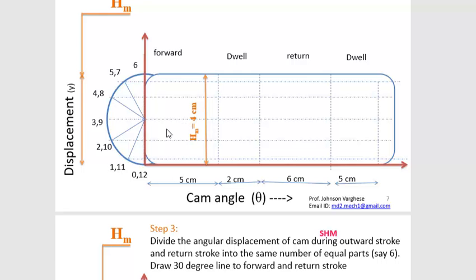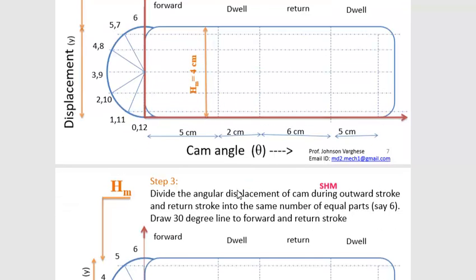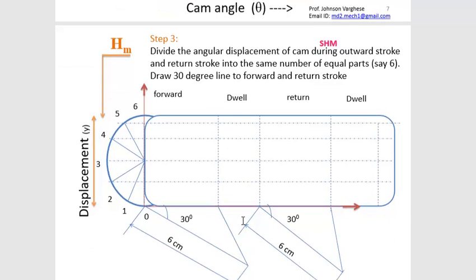Now after making this semicircle, I'll go to the next step. I have to divide the forward stroke and the return stroke into 6 equal parts, and I know this is around 5 centimeters. The forward stroke is 5 centimeters and the return stroke is 6 centimeters. So it is quite easy to divide the return stroke into 6 centimeters. But for the forward stroke, I can use this technique called the inclined line.